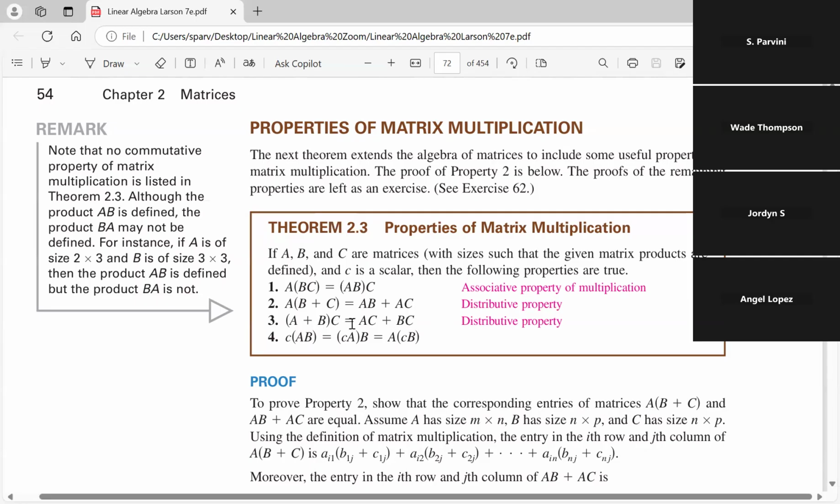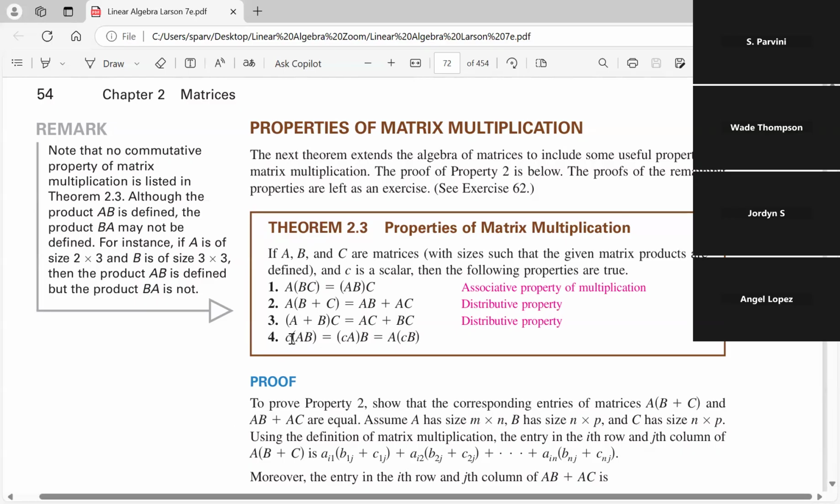You have to be careful here, though. For example, A plus B times C is AC plus BC. You cannot say that's CA. You see that even though you distribute from the right, we cannot say CA, because AC will be defined, but CA may not even be defined. So we have to keep the order.